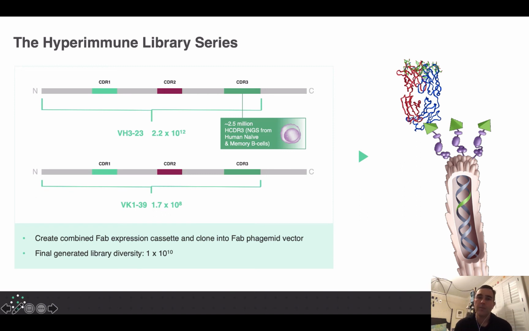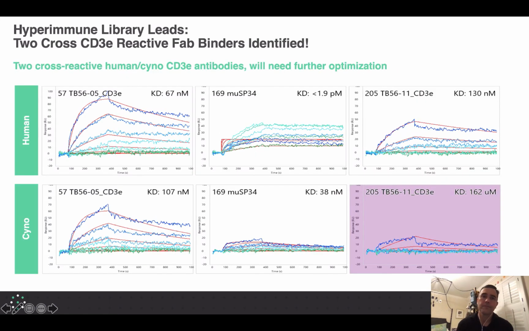And so we combed through our human NGS databases, collected together over 2.5 million heavy chain CDR3s derived from both human naive and memory B cell diversity. And we encoded that into the heavy chain CDR3 position of this fully human Fab library. We also put in diversification in the other 5 loops, but the main part of the diversity in this library is all mostly directed in the heavy chain CDR3 region of the antibody. And then again, we put that into our Fab phage vector, and then transformed it on the level of 10 to the 10th.